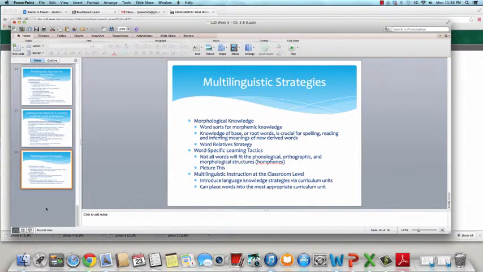All right, so metalinguistic strategies to improve morphological knowledge. You can do word sorts for morphemic knowledge, so you can have past tense, and you can have -ing and -s versus -es. You can have words that change the spellings based on morphemes, like hop, hopping versus hoping. You can have a knowledge of base. You want to build a knowledge of base or root words that's crucial for spelling, reading, and inferring meanings to new derived words. So a word relative strategy, and this uses the analogy that you have relatives.